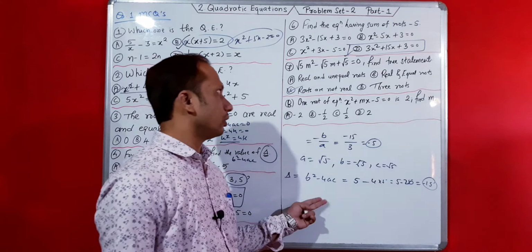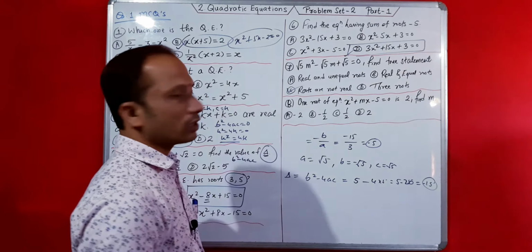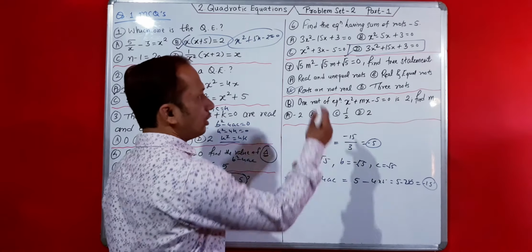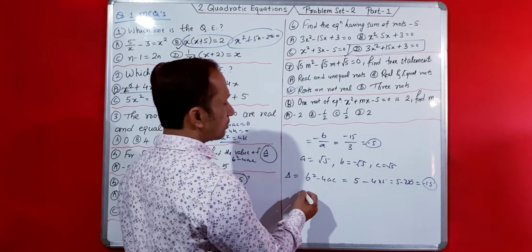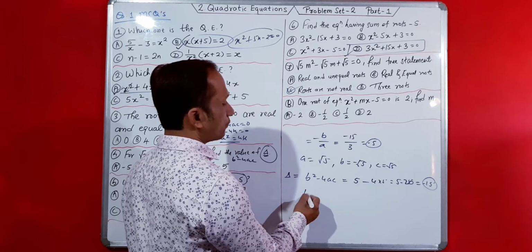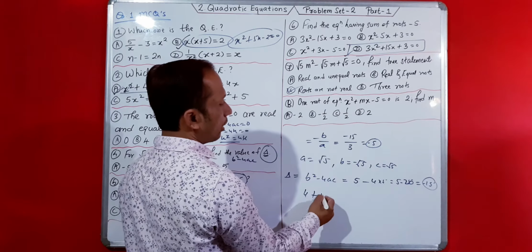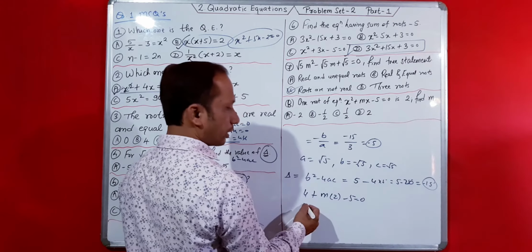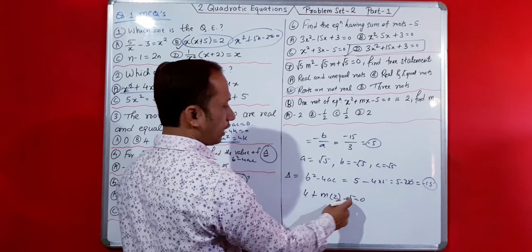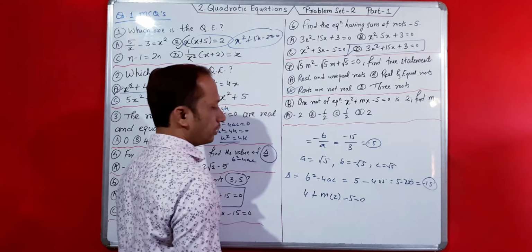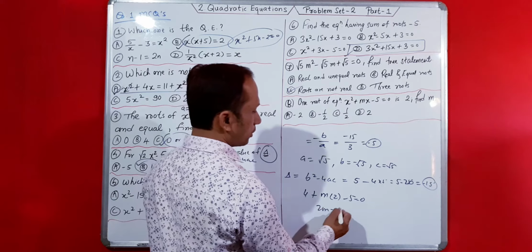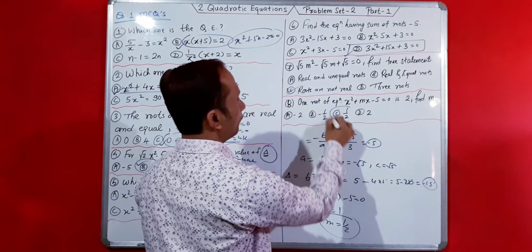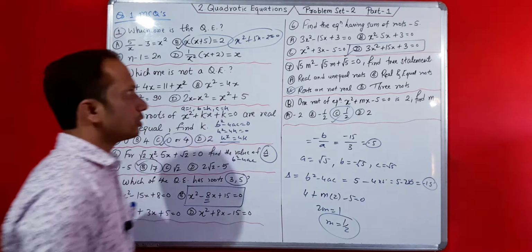Okay, you do this. One root of the equation x square plus mx minus 5 is equal to 0 is 2, find m. If one root is given, then x square, 2 square, is 4. Plus m into 2, minus 5 is equal to 0, so this will be minus 5 plus 4, which is minus 1. So 2m is equal to 1, m is equal to 1 half. So this is the solution, 1 half.